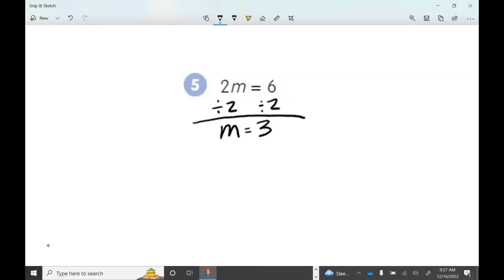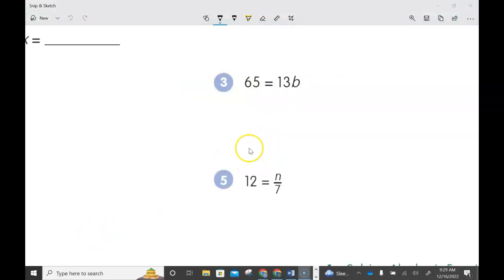So what does that mean? Remember, whenever a number is next to a variable like this, that means multiplication. We can plug it in to check. 2 times 3 is going to give you 6. So again, using the inverse operation on both sides of the equation will help you get the variable alone and then find the solution to the problem.